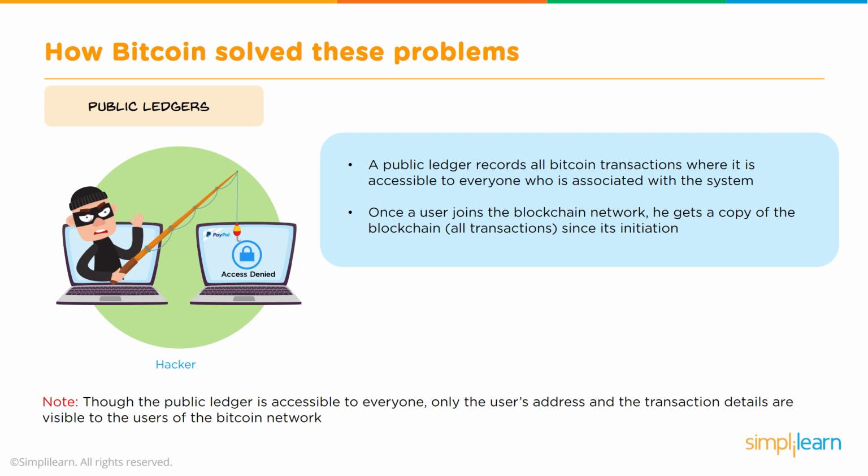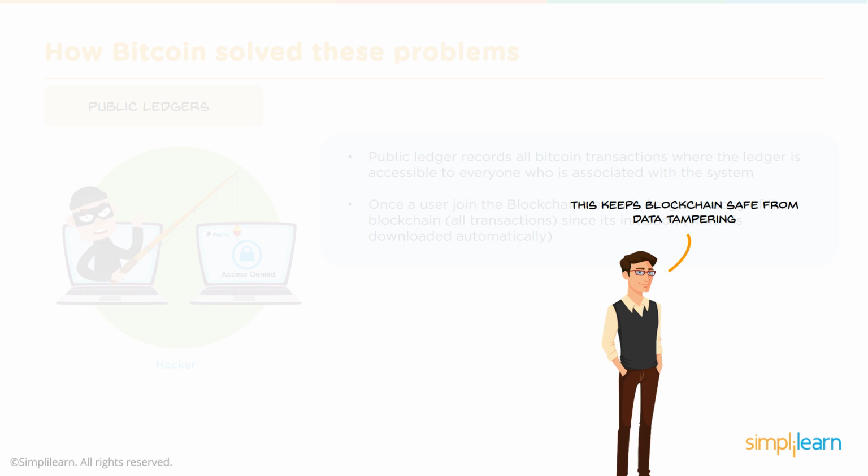Though the public ledger is accessible to everyone, only the user's address and the transaction details are visible to the users on the Bitcoin network. By looking at the address, you can't figure out to whom this address belongs. The identity of the address owner is secure. This keeps blockchain safe from data tampering. Each block on the blockchain is aware of who its previous block is, and this way the entire blockchain is created.